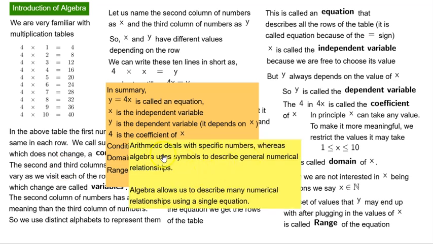So arithmetic deals with specific numbers, whereas algebra uses symbols to describe general numerical relationships. Algebra allows us to describe many numerical relationships using a single equation. Algebra is quite powerful. So that was the introduction to algebra. That's it for now.